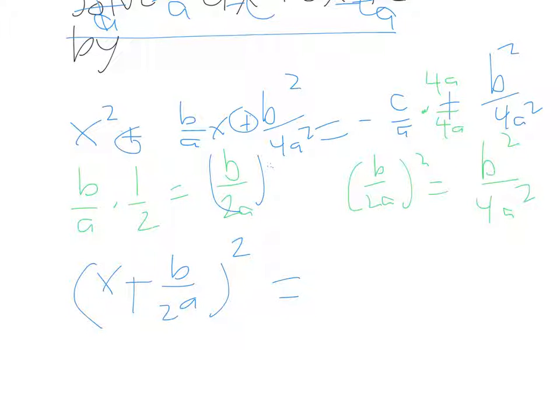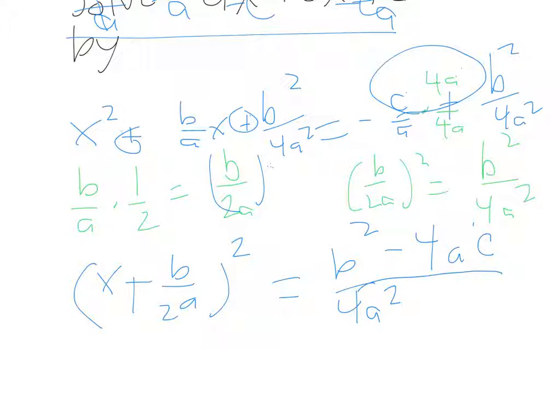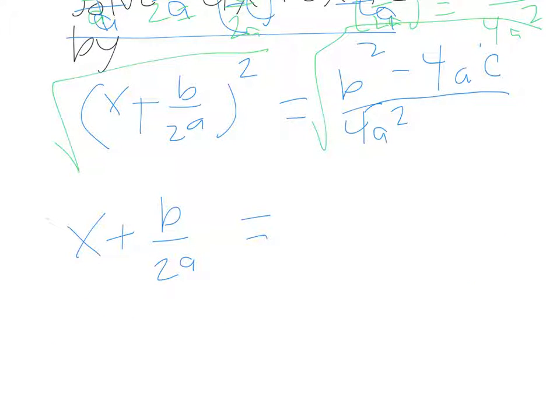So that would give us, let's put the positive thing in front, so it would be b squared over 4a squared minus 4 times a times c. Right here you have 4 times a times c, or minus 4ac, all over 4a squared. Now, if we take the square root of both sides, we would have x plus b over 2a is equal to, since we took the square root and we're solving an equation, it would be plus or minus.